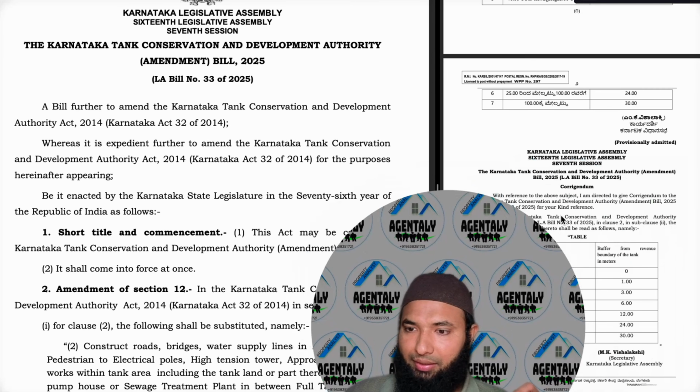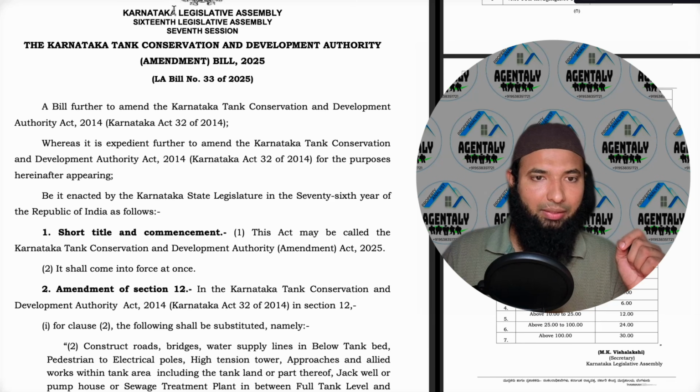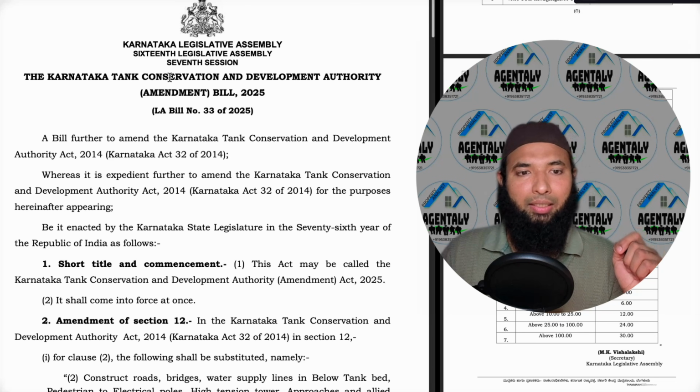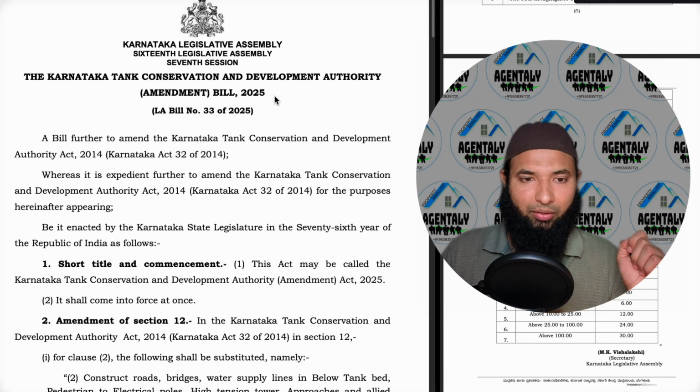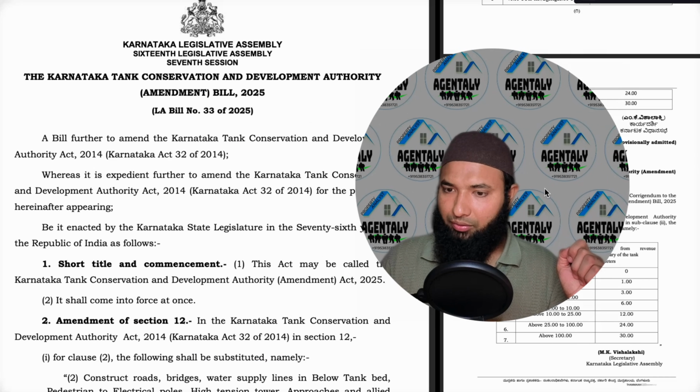Here it very clearly refers to the corrigendum to the 33 of 2025 Act. So which is this? Here you see we have opened the Karnataka Tank Conservation and Development Authority Amendment Bill 2025, LA Bill number 33 of 2025. For your kind reference, they have given this.